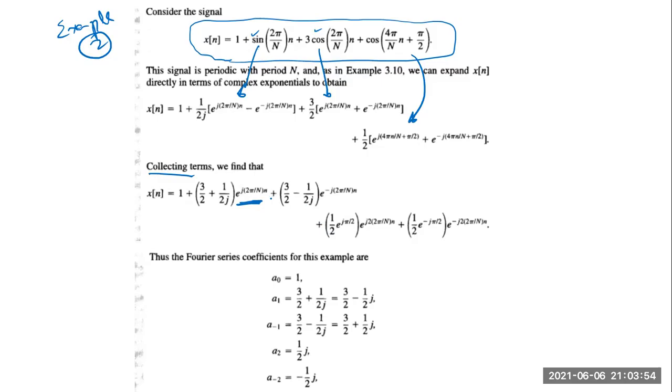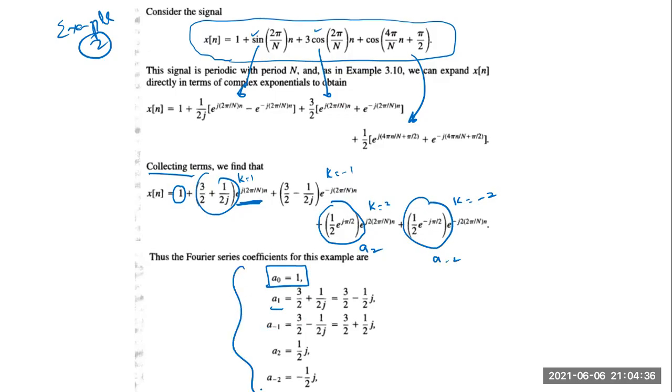And now, if you look at this, this is the representation of the given signal in terms of complex signals. But we need to find out what this is representing. In the general representation, you can see that this constant value corresponds to A naught. So A naught is equal to 1. What is this? If you look, what is the value of K over here? K is equal to 1. So this thing must be A1. So A1 is 3 by 2. This is K equal to minus 1. If you look at it, this is K equal to 2, and this is K equal to minus 2. So whatever this thing is, this must be representing A2. This must be representing A minus 2. And this is what is written over here.